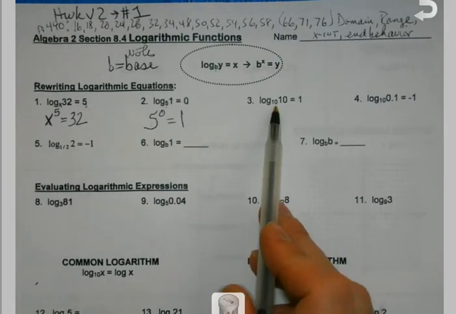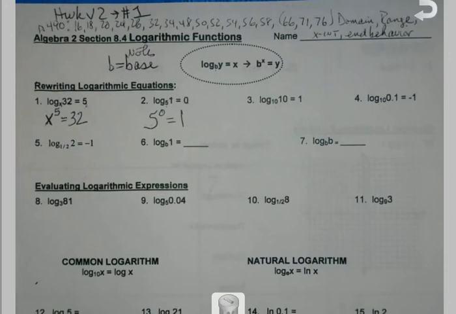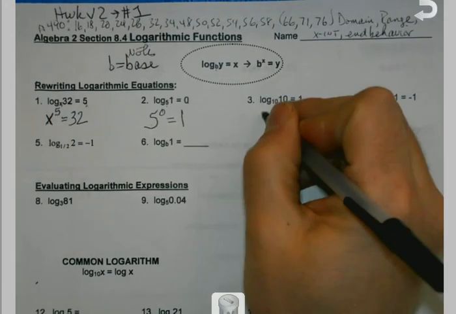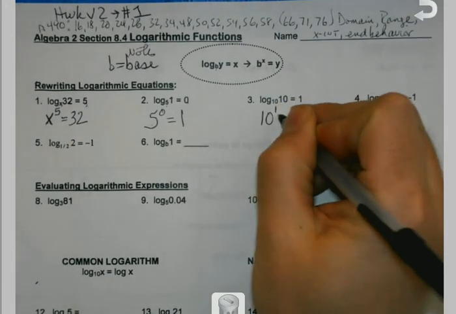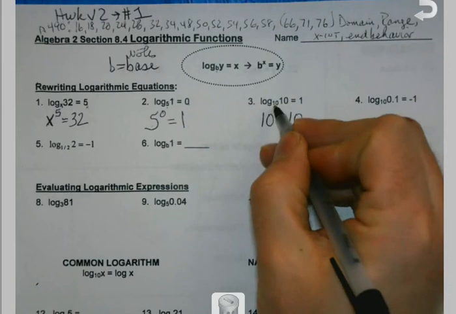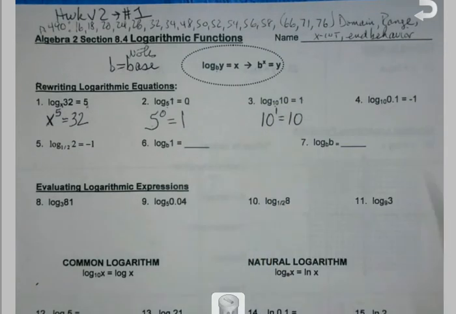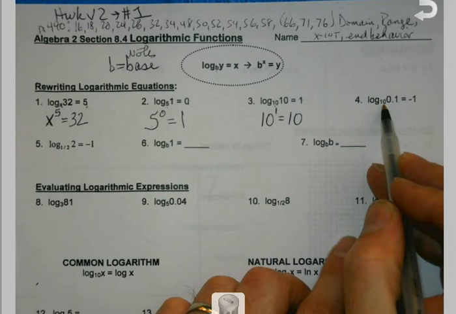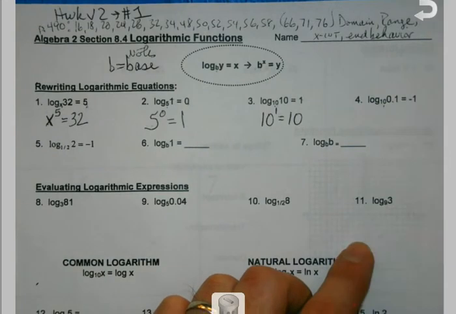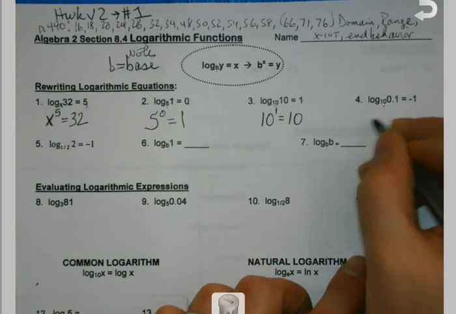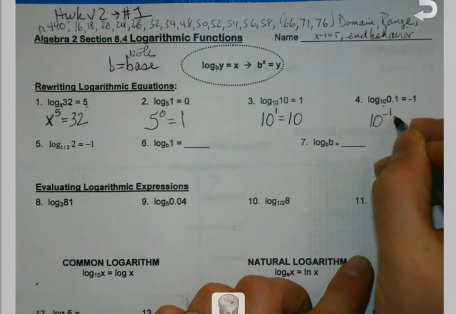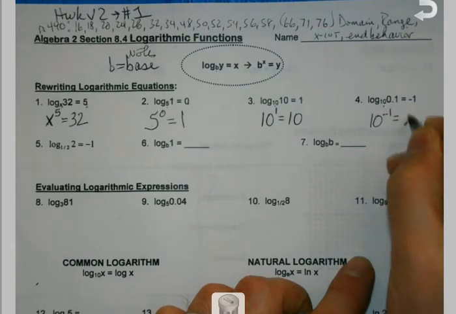So what do you think number 3 would look like? So 10 to the first equals 10. Base, exponent, answer. 10 to the first does equal 10. Okay, that makes sense. What about on 4? Ten to the negative 1 equals 0.1.